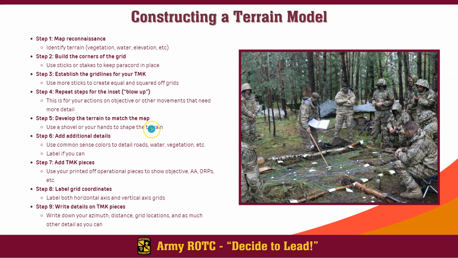Step 5, you're going to develop that terrain to kind of match your map. So you're going to have your hills, you're going to have your vegetation. Make sure that whatever your map shows is what you've got on your terrain model here. Then you can add some of those additional details if you have time. Label them with some additional stuff like the grid coordinates, the distance, direction, your azimuths, things like that.